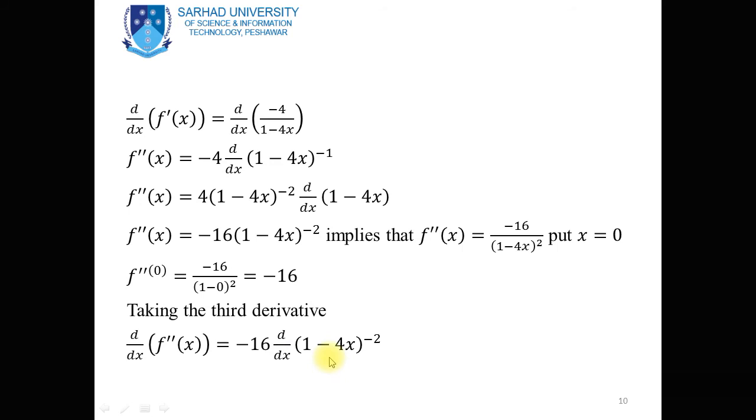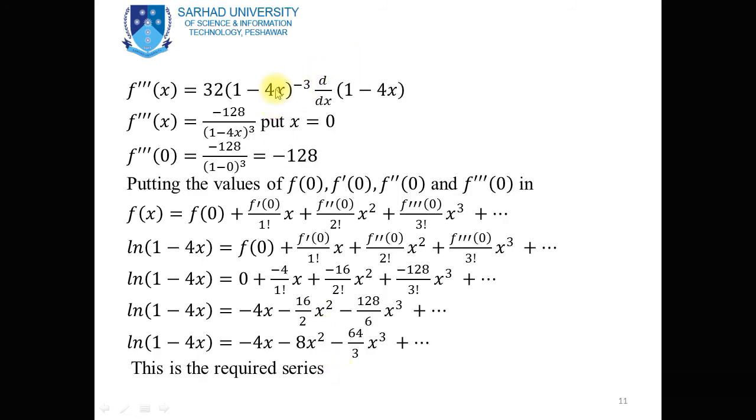For the third order derivative, we can write the obtained result of the second order derivative as minus 16 into 1 minus 4x whole power minus 2. So for the third order derivative, now again using the power rule, multiplying this power with the coefficient, we obtain plus 32, and subtracting 1 from the power, we obtain 1 minus 4x whole power minus 3, and the further derivative of the base will be equal to: the derivative of this 1 will be 0 and the derivative of 4x will be equal to 4 with respect to x, like you see over here.